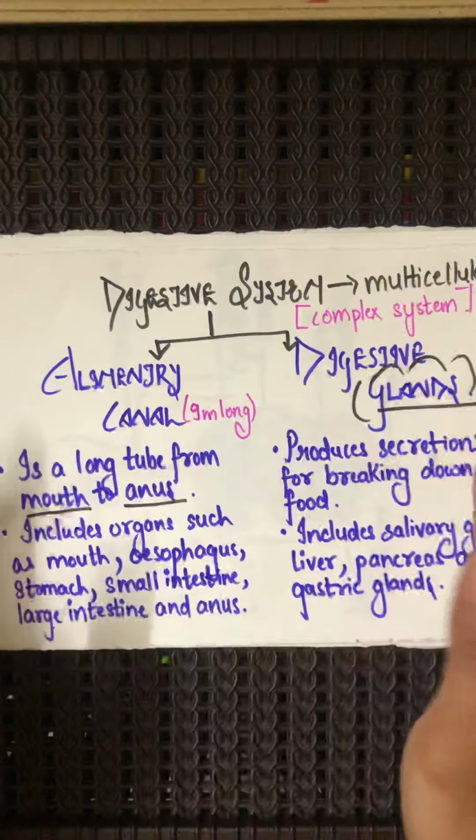And which glands are included? The salivary gland, the liver, the pancreas, and the gastric glands. So is it clear? And therefore we shall start with the first organ of the digestive system, that is the mouth. Yes?